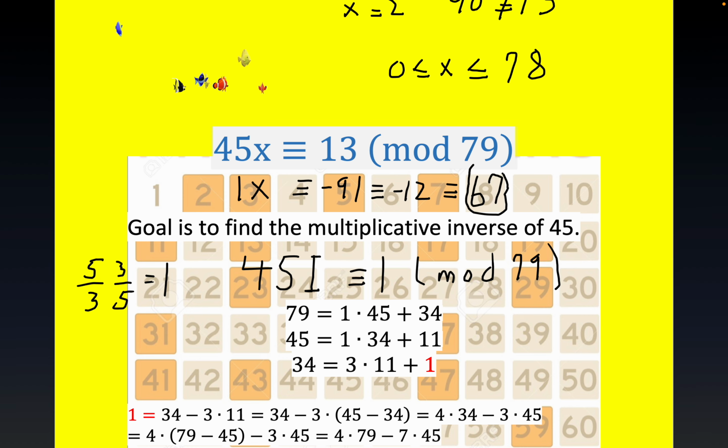So this is our answer, 67. Okay, that's the answer, ladies and gentlemen. x is equal to 67. Okay, so that's the problem, folks.